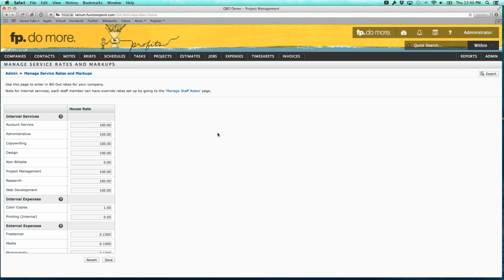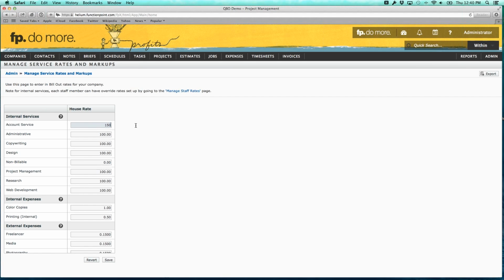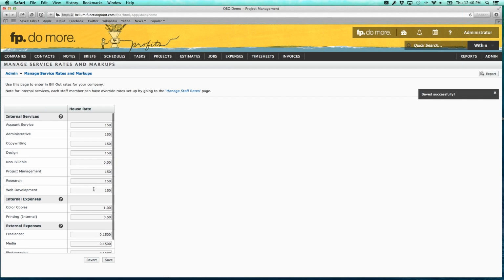And then the rates for that category for those services. Now we determined that the agency blended rate, I believe it was 150. I should know that off by heart, but here it is. It was 150. Yes, it was. So we determined the agency blended rate was 150. So I'm going to come in here and I'm going to say that our standard rate, our house rate, our default rate when no other factors are contributing is $150 an hour. Notice that I have one item called non-billable. It's going to stay at 0. I'm going to save that.